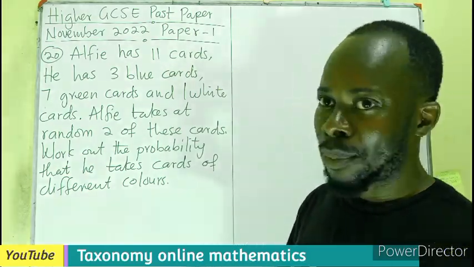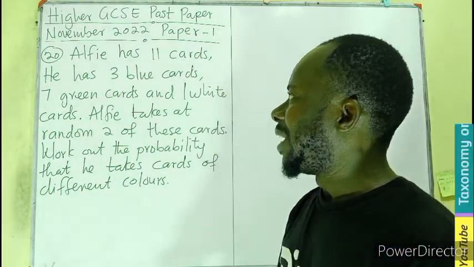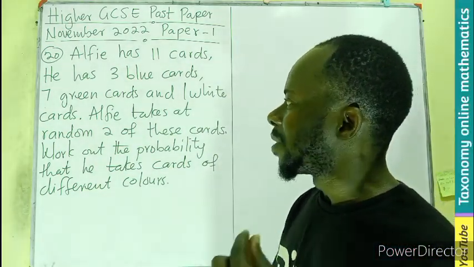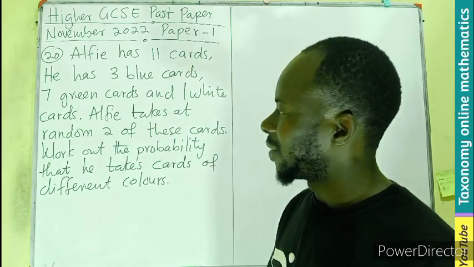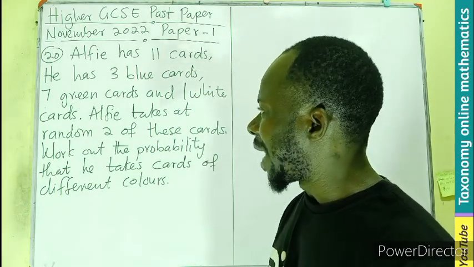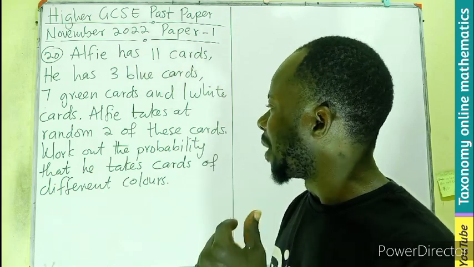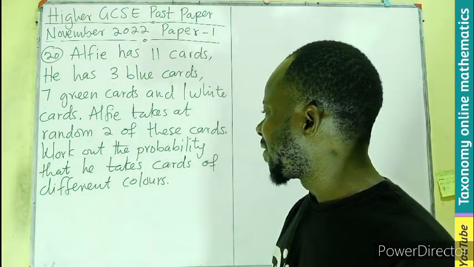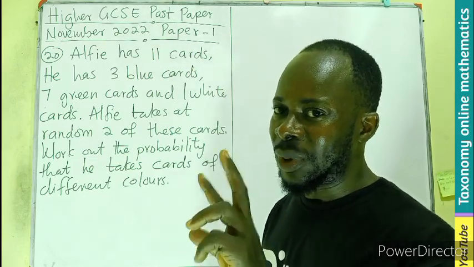This is on probability. Alfie has 11 cards. He has 3 blue cards, 7 green cards, and 1 white card. Alfie takes at random 2 of these cards. We are to work out the probability that he takes cards of different colors.